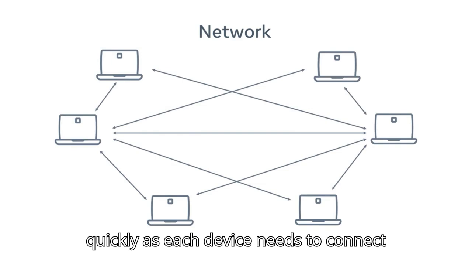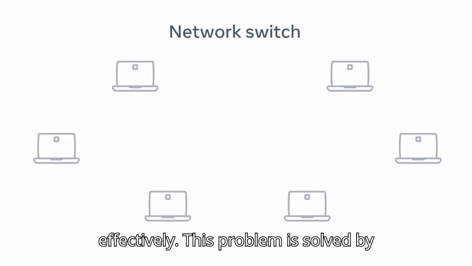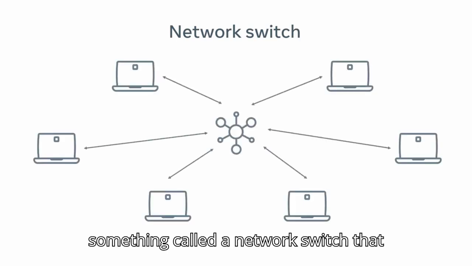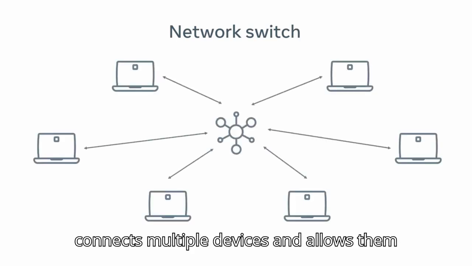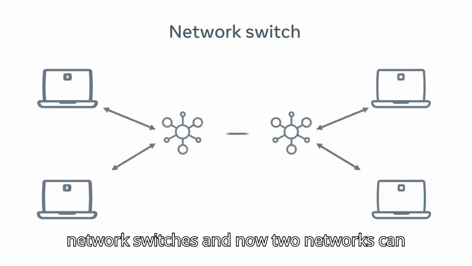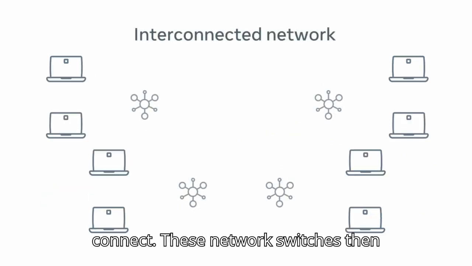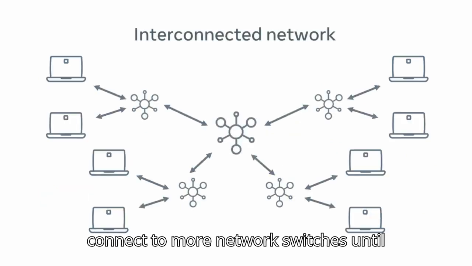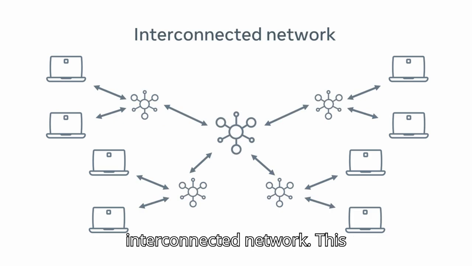You can connect multiple devices to this network, but this becomes very complicated very quickly as each device needs to connect to every other device to communicate effectively. This problem is solved by something called a network switch that connects multiple devices and allows them to communicate with each other. The network switch can connect to other network switches, and now two networks can connect. These network switches then connect to more network switches until you have something called an interconnected network.